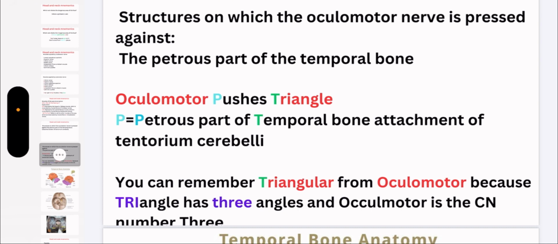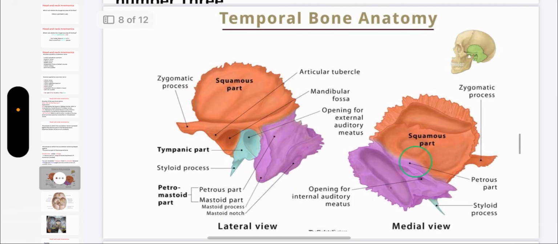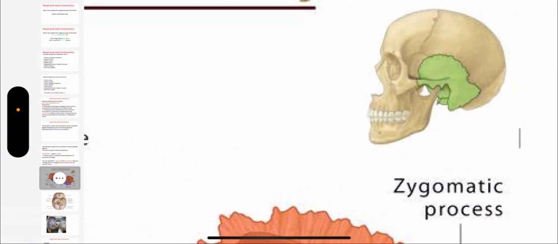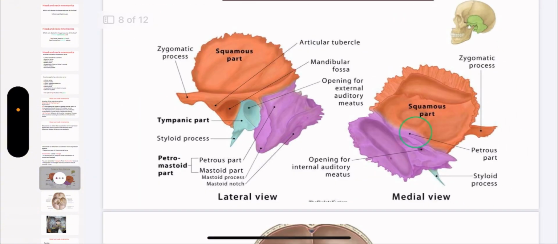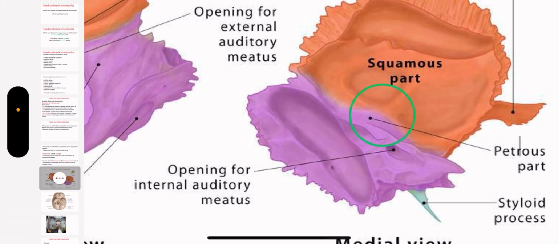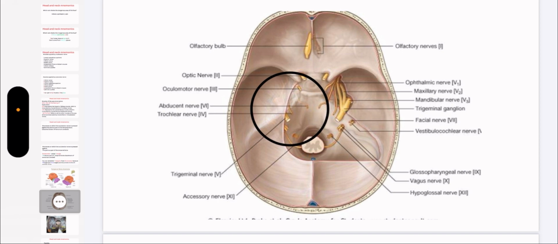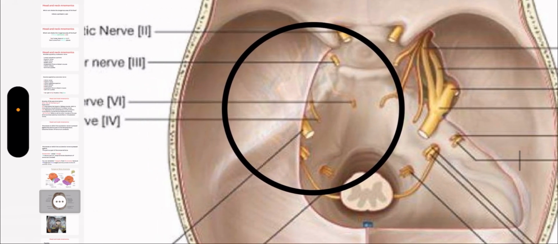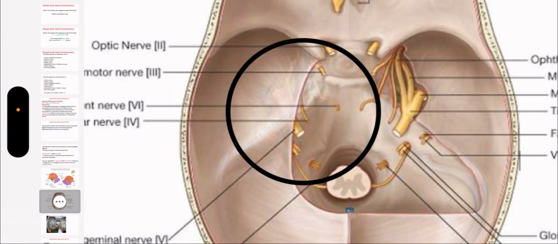So oculomotor pushes triangle. And here, as you can see in this picture, this is the temporal bone, the green one here, and here are all the parts of the temporal bone. As you can see in the green circle, I circled the petrous part. This is the petrous part of the temporal bone. And in the black circle here, this is the oculomotor nerve, and it does press on the petrous part of the temporal bone around the attachment of the tentorium cerebelli.